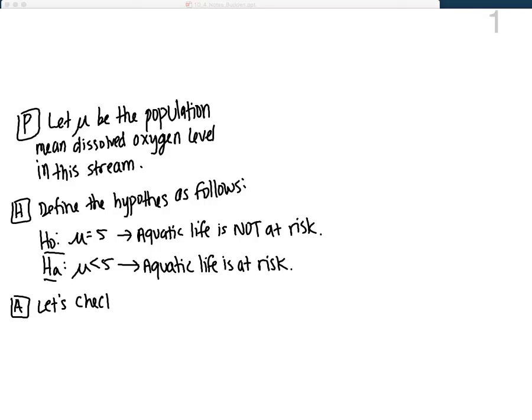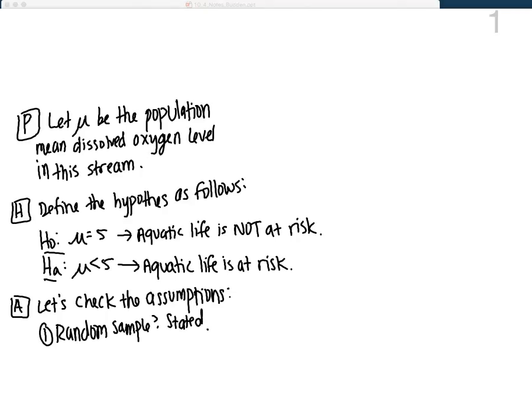So for A, let's check the assumptions. First assumption, random sample. The question says 15 randomly chosen locations, so this is stated. Second assumption, approximately normal sampling distribution.